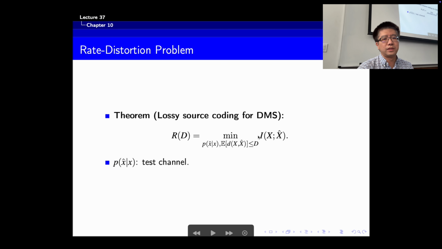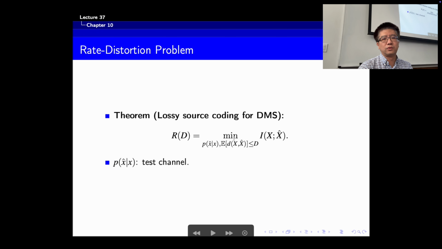You may imagine this is kind of similar to the capacity problem. The capacity is the opposite: we maximize the mutual information between x and y, where x is the transmitted signal and y is the received signal. There we have a constraint as well, but it's a power constraint. Here it's different. With the maximization, it's over p(x), the distribution of x.